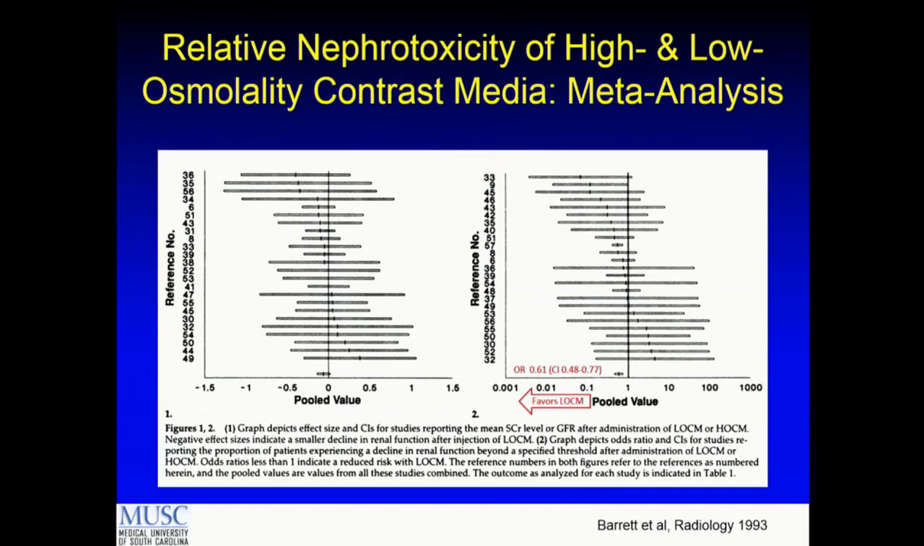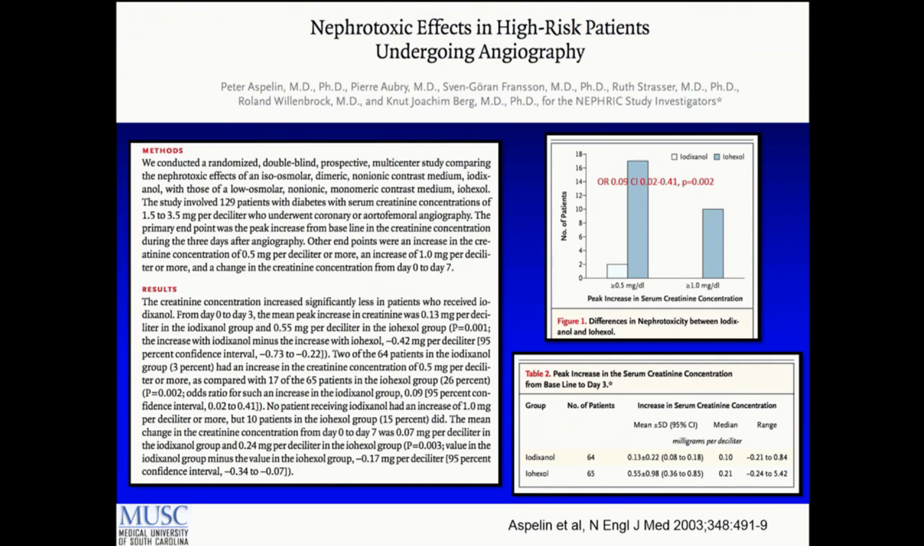So in the 90s, this meta-analysis looking at the nephrotoxicity of high osmolar contrast basically showed a benefit from using low osmolar contrast with reduced contrast-induced nephropathy. Subsequently, the high osmolar contrast agents were never used.